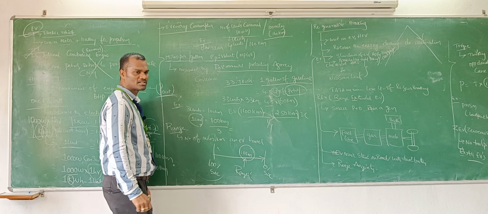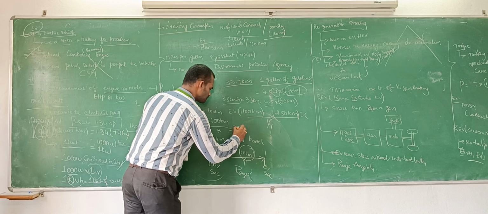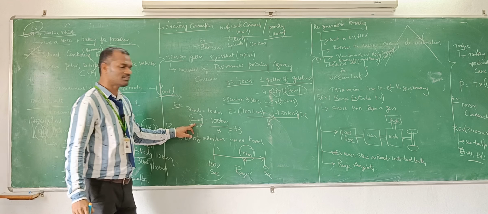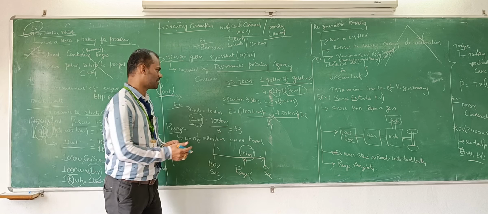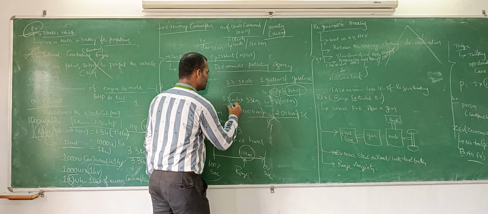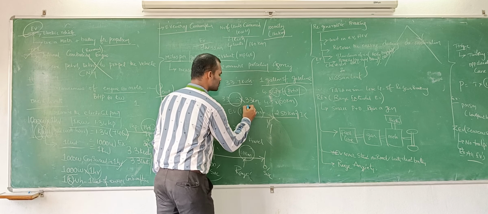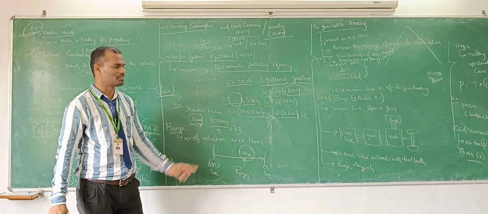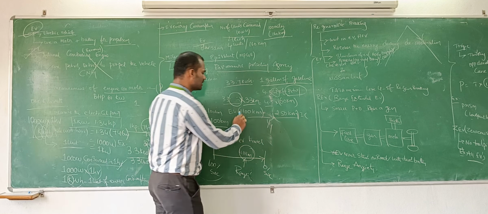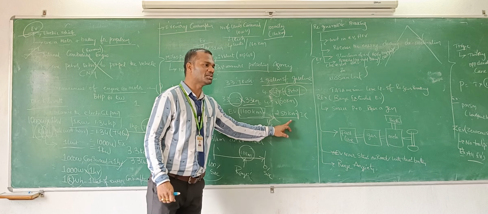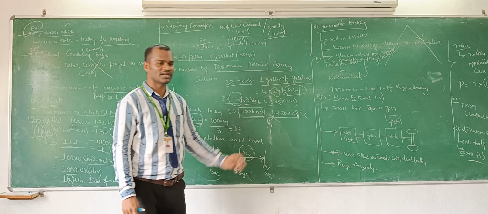100 by 3 is how much? 33. So 1 unit of electricity will make us run 33 kilometers. So 33 into 33, when you multiply, this is nothing but 1100 kilometers, compared with 250 kilometers. So what you can compare, what is the ratio?